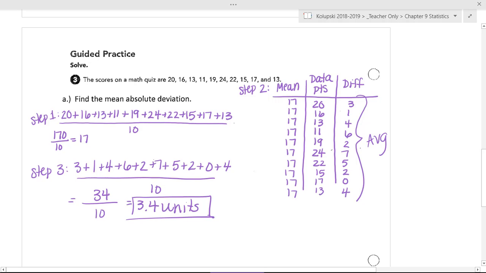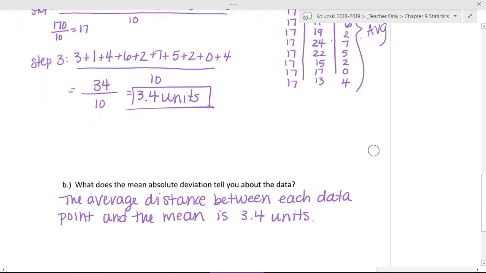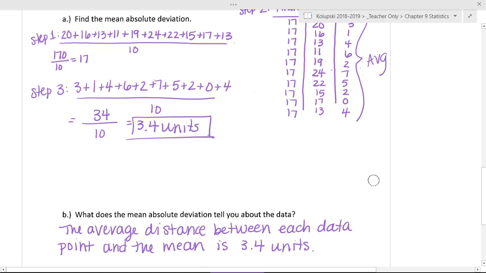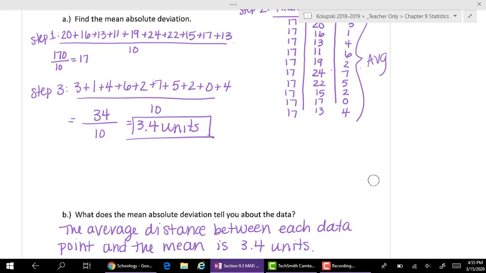You aren't going to divide by 10 every time. It just so happened in these 2 examples, there were 10 data points. So then what does it mean? This is the average distance between each data point and the mean is 3 4/10 units. So this MAD is smaller than the first example, so we can imply that the data is closer together than it was in that first example.